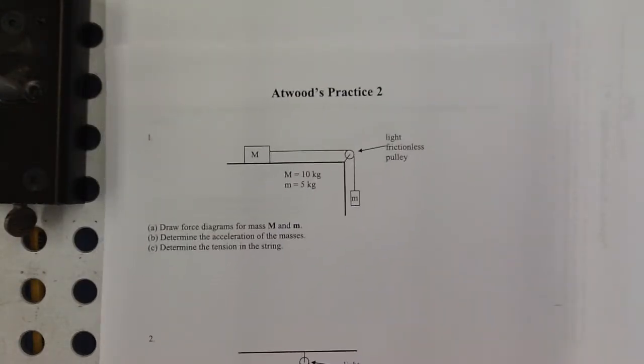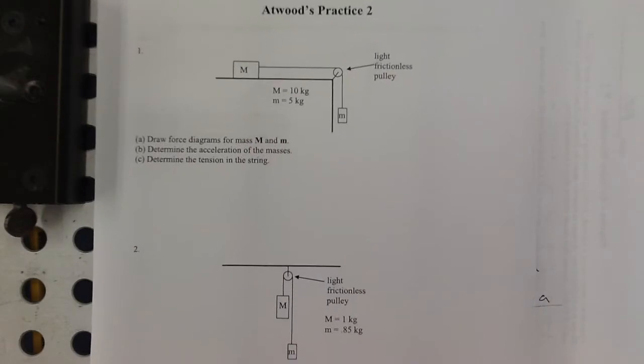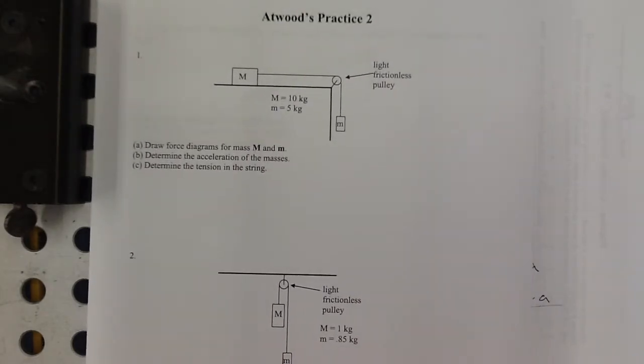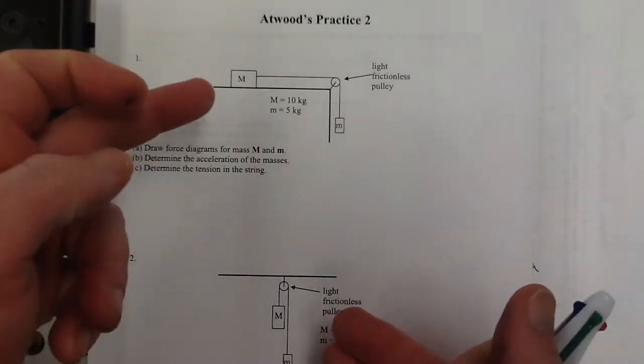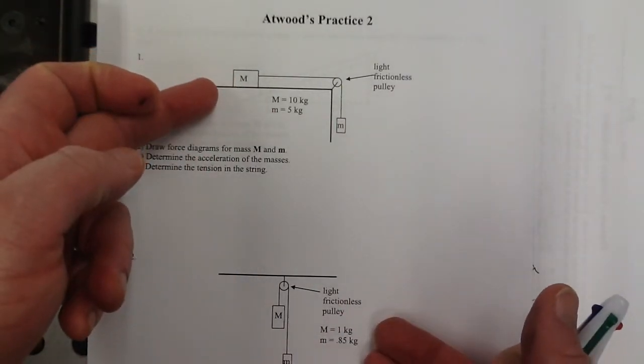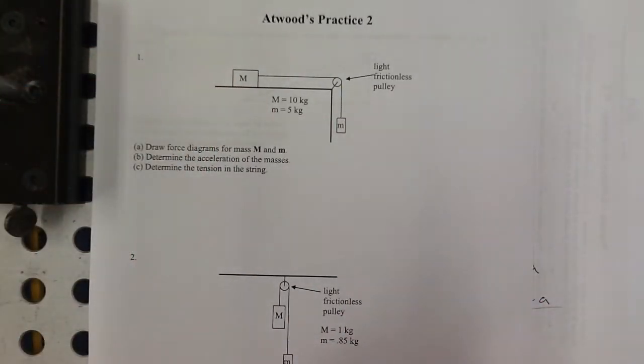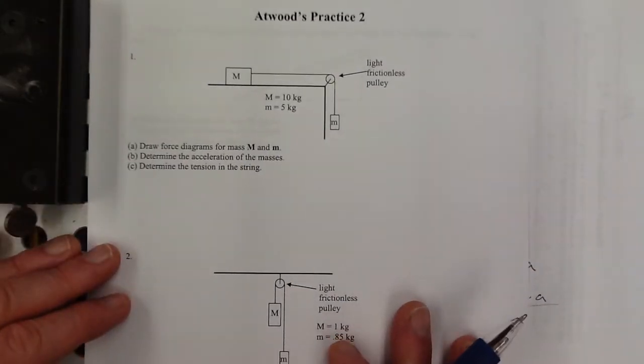If you prefer doing it the longer way, where you write out the unbalanced force equation for each one of the masses, and you want to see what that looks like for these, just go back and look at the video for Atwood's practice 1, and just use different numbers.